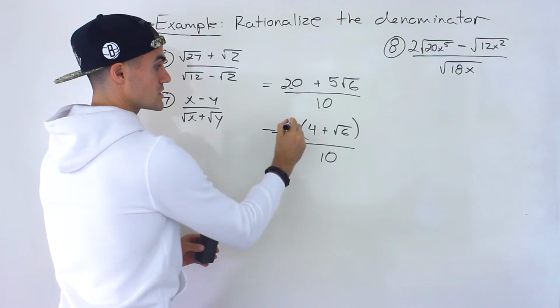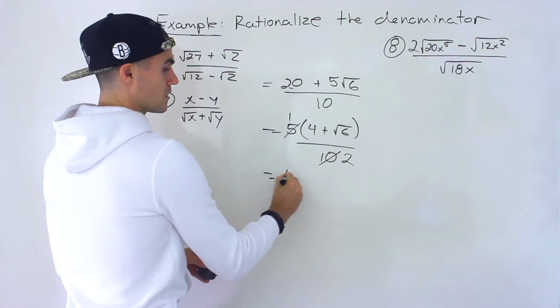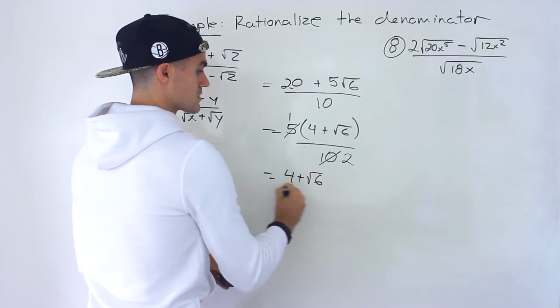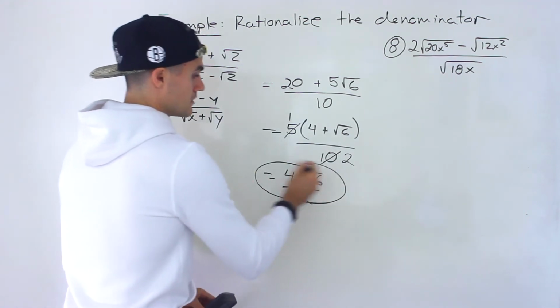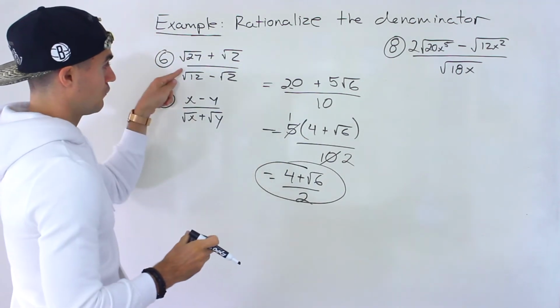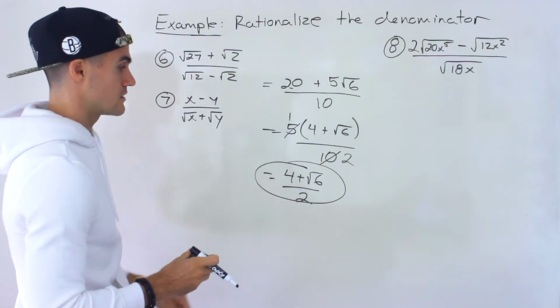Now notice 5 over 10 simplifies to 1 over 2. So this would end up being 4 plus root 6 all over 2. So that ends up being the final answer for this. A pretty nice expression. You can't simplify this any further.